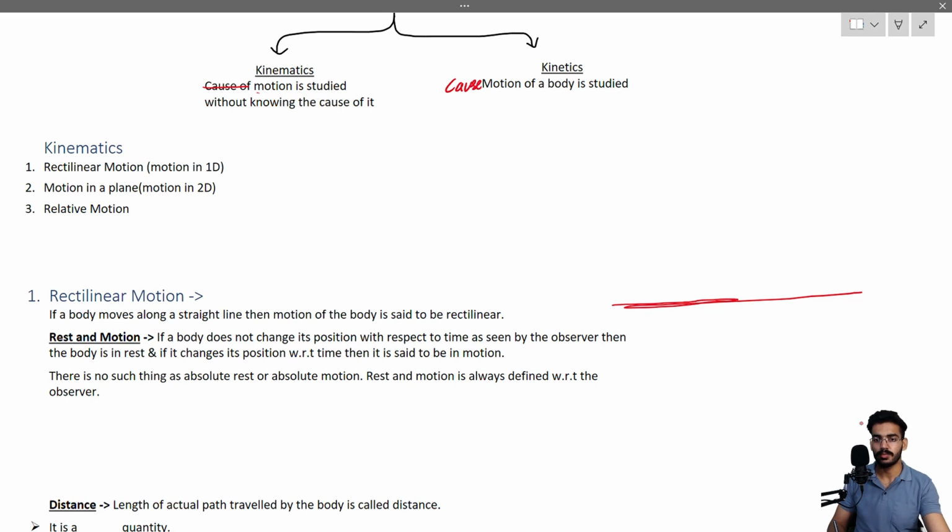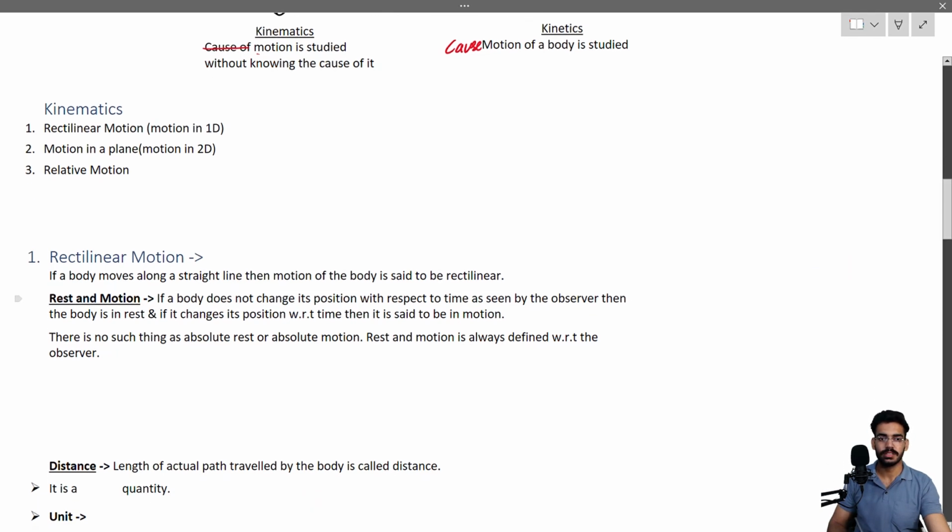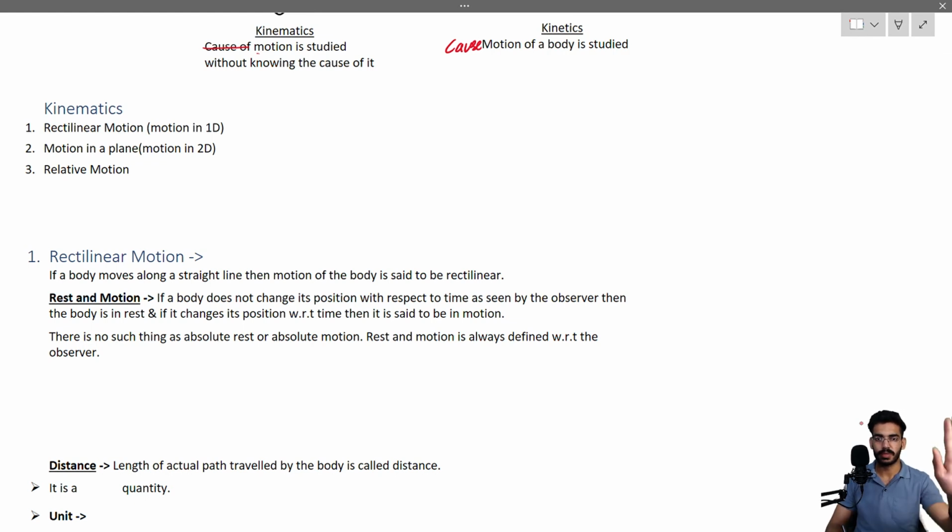It can move, it can take a turn, but in the same line only. It can't go on another line. This is rectilinear motion. Motion in a plane is where it can go in both x and y directions. In a plane, so on this paper with xy axes, it can go anywhere, it can go like this. This is basically motion in a plane. Then relative motion.